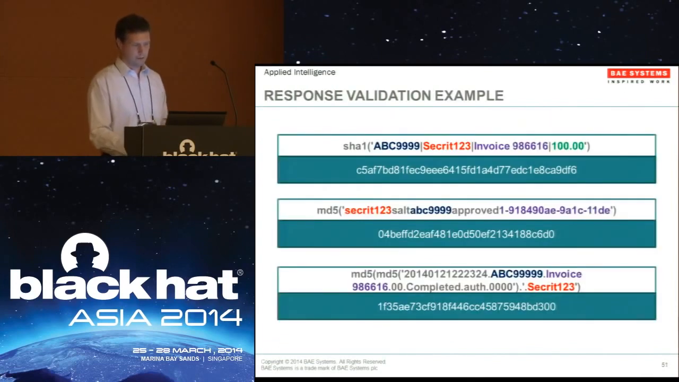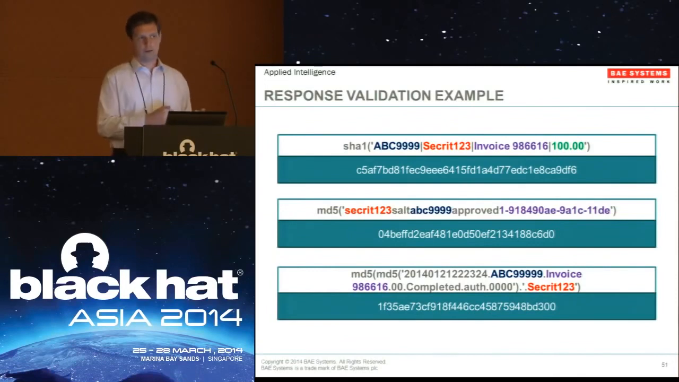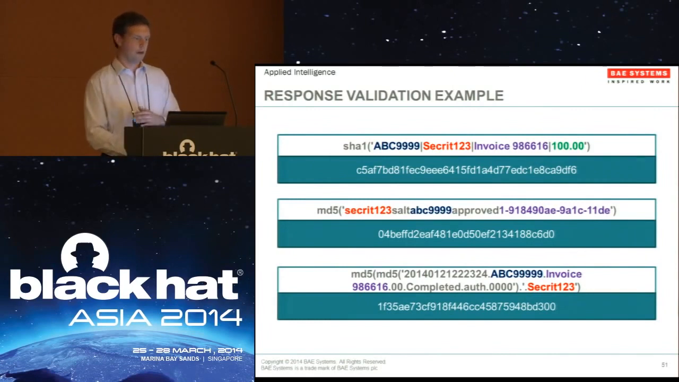So examples of that, you can see they're almost the same as the initial example, which was request validation. Request validation is applied by the merchant when it's sending the customer to the payment gateway, and the response validation is used by the payment gateway when it's sending the user back to the merchant. And the shared secret is known to both the merchant and the payment gateway, otherwise they couldn't possibly validate it.